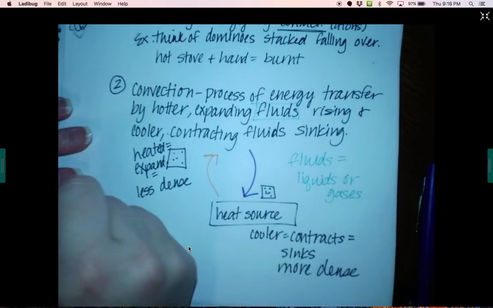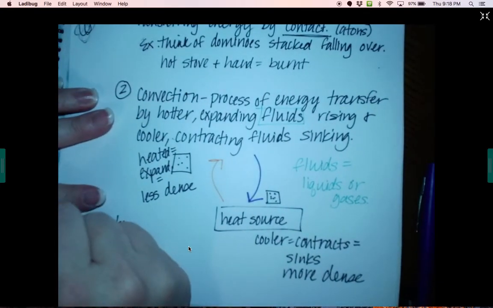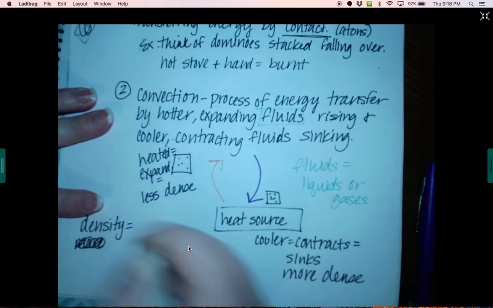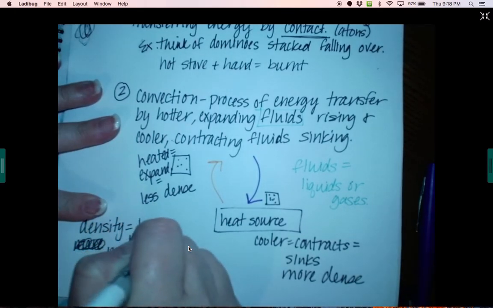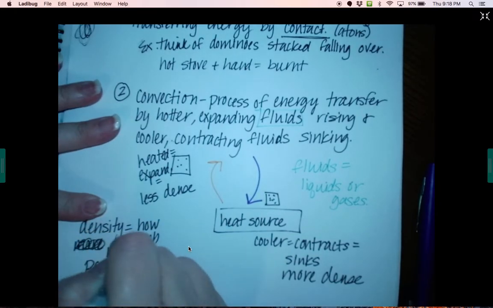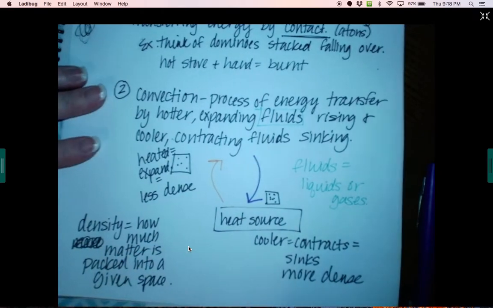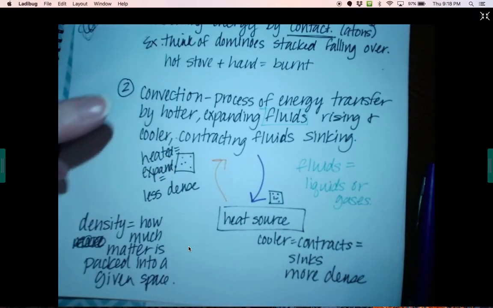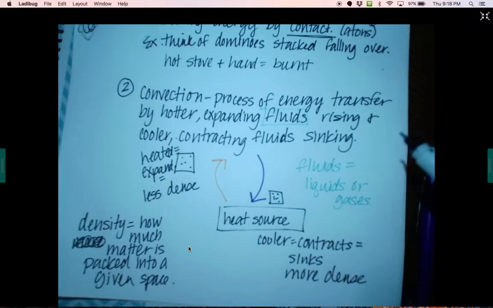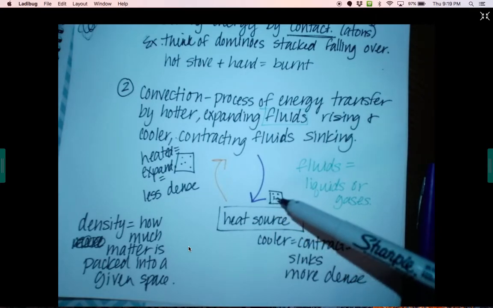Okay, now remember, density. Density is how much matter is packed into a given space. So let's pretend that these two boxes here were the exact same size, the size of a quarter. If you have an area the size of a quarter and you have fewer atoms in it compared to this one, and this one has more atoms in it, this one is more compact. It is more dense.